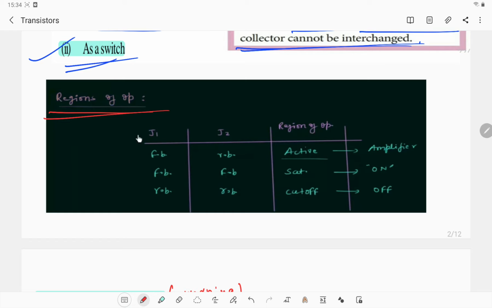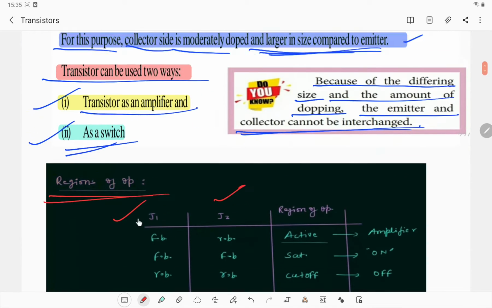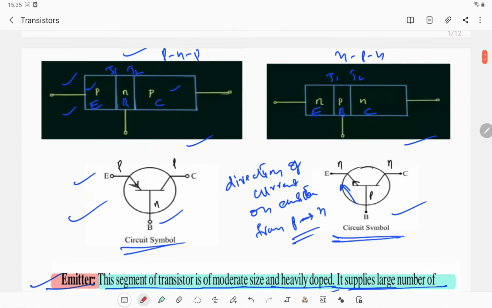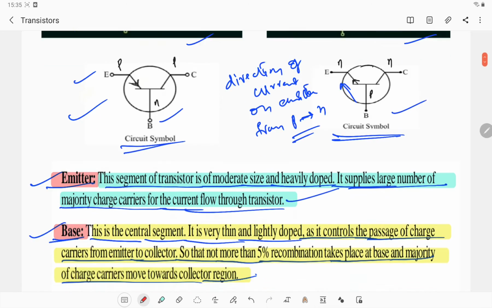In a PNP transistor or NPN transistor, the first junction is J1 and the second junction is J2. See here, the emitter and base junction is J1, and the base and collector junction is J2. Here also, the emitter and base junction is J1, and the base and collector junction is J2.